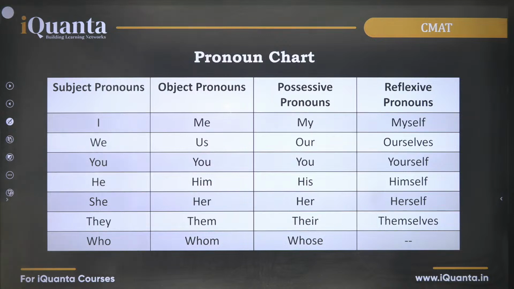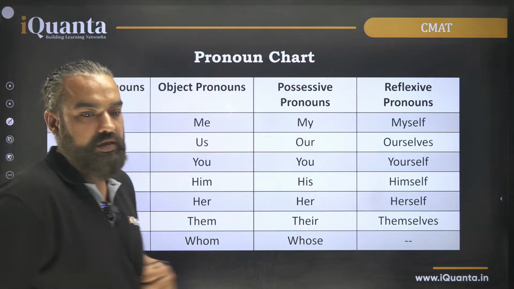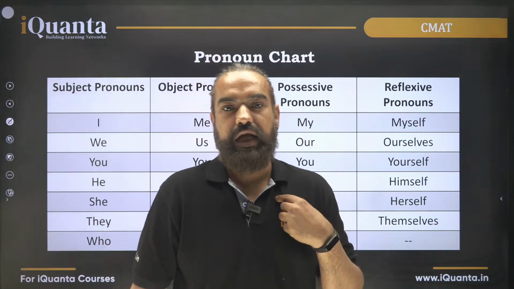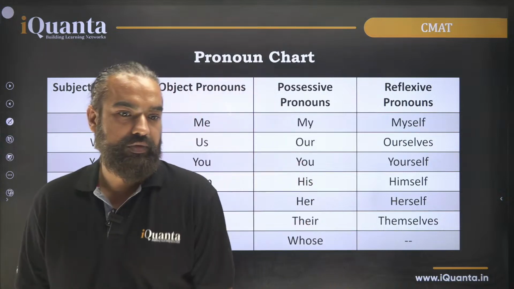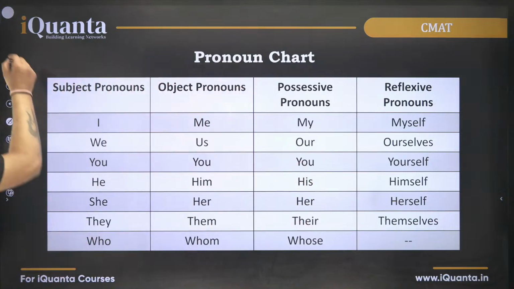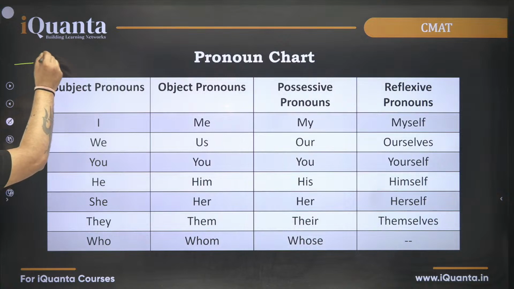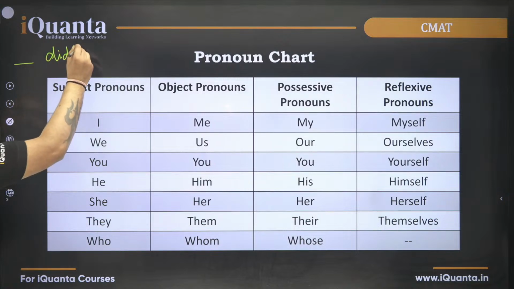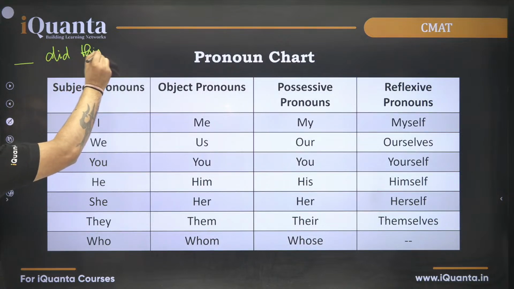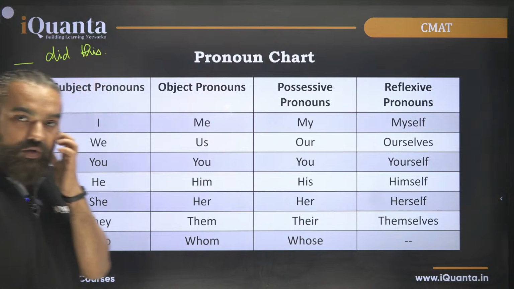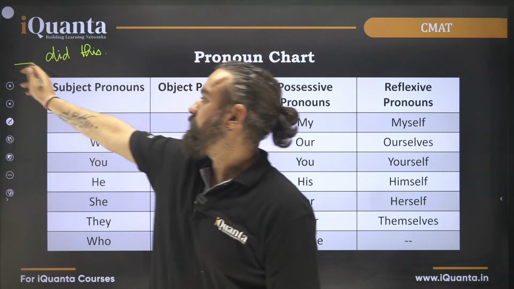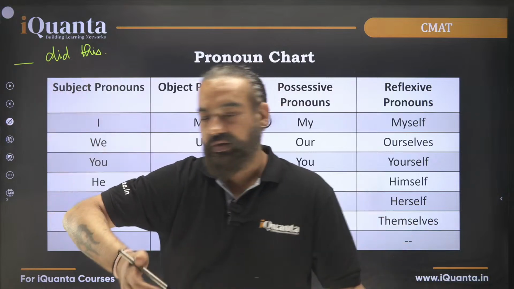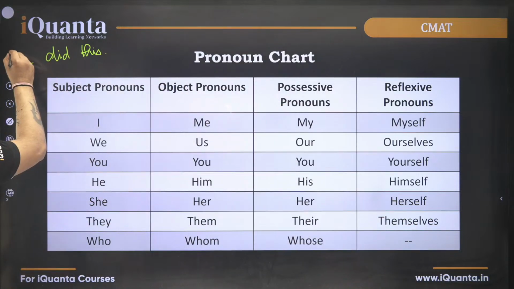Right. If I talk about pronouns, let me give you a small trick to figure out the pronouns. As I said, pronouns are three people. First person I, second person you, third person he, she, they. Okay. If I wrote a sentence, dash did this. Now in this sentence, whatever will fit into this blank will be the subject of the sentence.